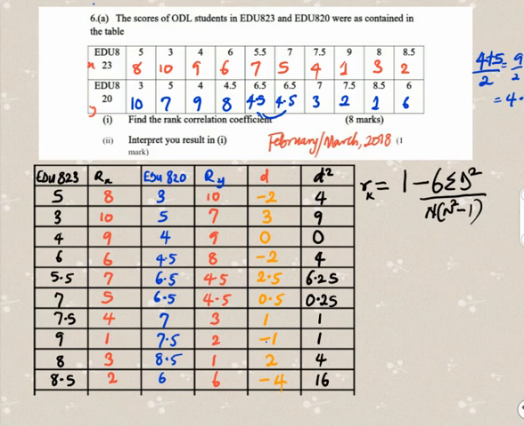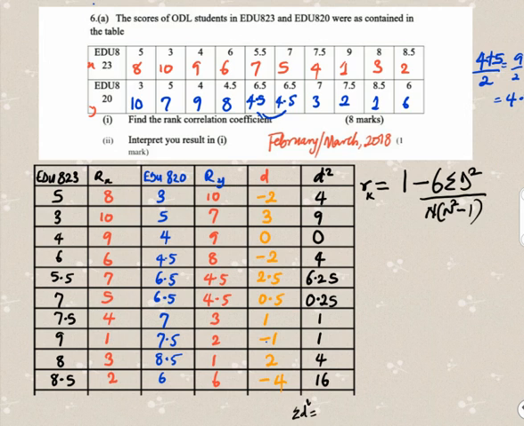I will quickly explain this. Summation d squared means we're going to sum this column we have for d squared. Summation d squared will be equal to 4 plus 9 plus 9 plus 0 plus 4 plus 6.25 plus 0.25 plus 1 plus another 1 plus 4 and plus 16.